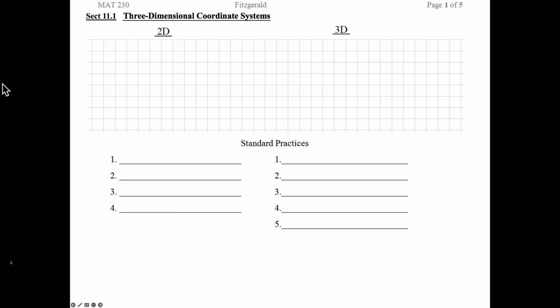Okay, welcome to our first section in Math 230. I'm going to be rather quick here to make the video short. We're looking at two-dimensional systems versus our three-dimensional system.